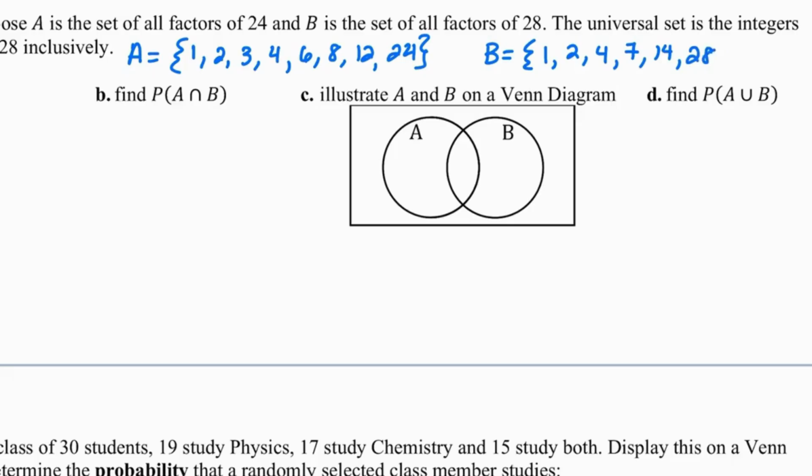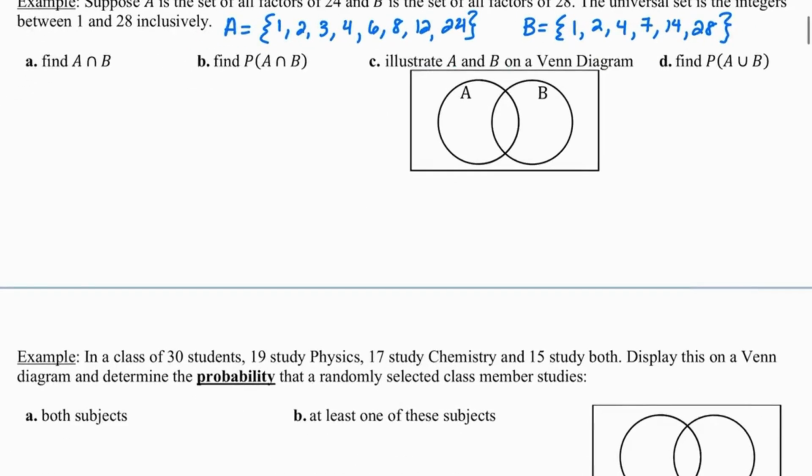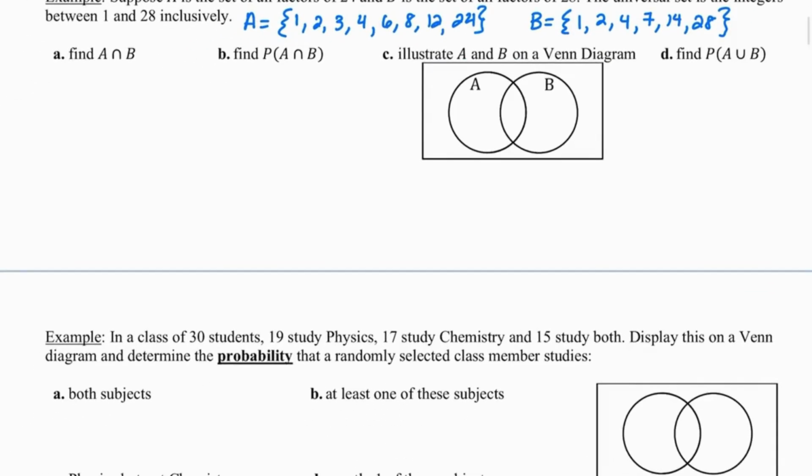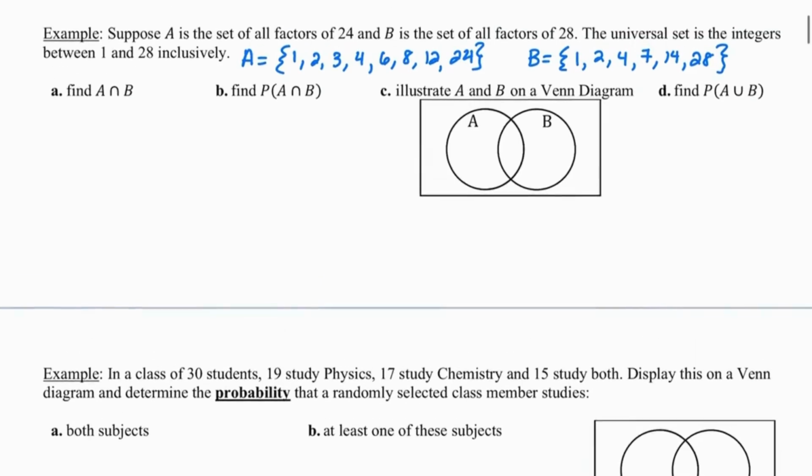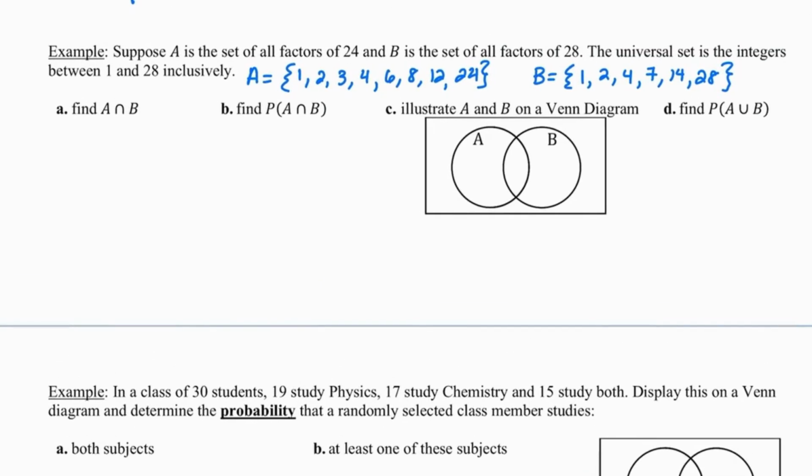The word factor means the numbers that multiply to that number. It's like 1 times 24, 2 times 12, and so on and so forth. If it said multiples of 24 and multiples of 28, that's different. Those would be like 24 times 1, 24 times 2, 24 times 3. But factors are the numbers that multiply to that.